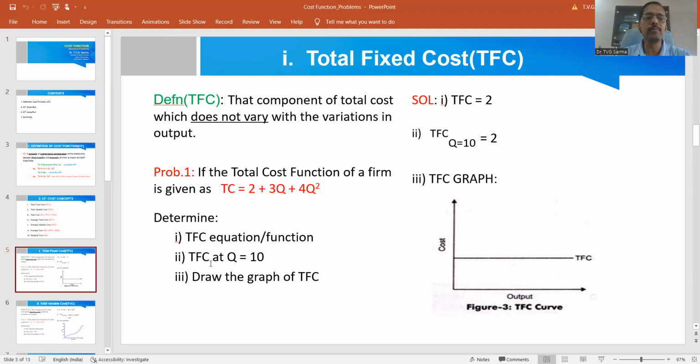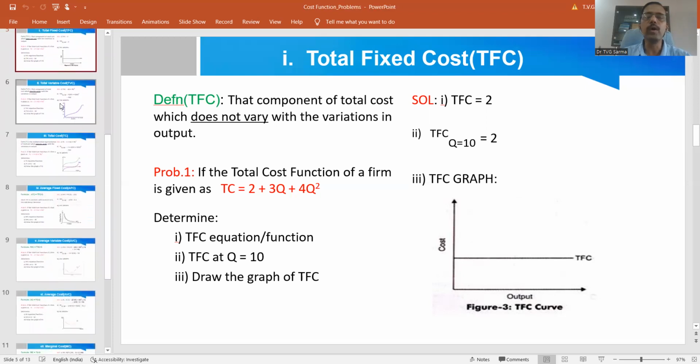Then let us go to the second numeric problem, that is TFC at Q is equal to 10. Means when 10 units of output is produced, what is the total fixed cost? The total fixed cost at 10 units of output will again be equal to 2 because this does not change with the variation in output. Such a graph of total fixed cost is shown in this diagram, where we take output Q on the x-axis and cost on the y-axis. The total fixed cost does not change with the variation in output. At any level of output you produce, the total fixed cost remains the same. Therefore, it is called a fixed cost component.